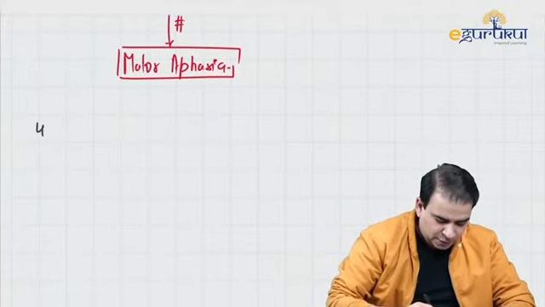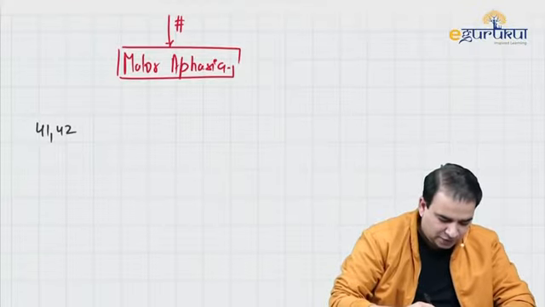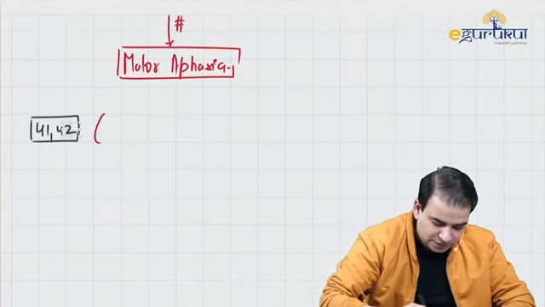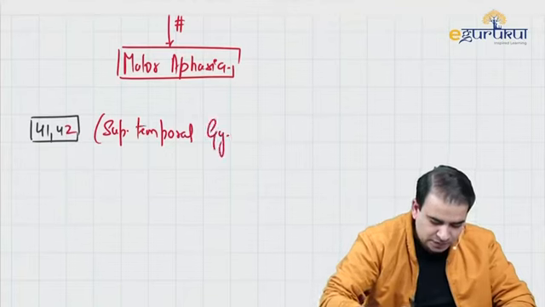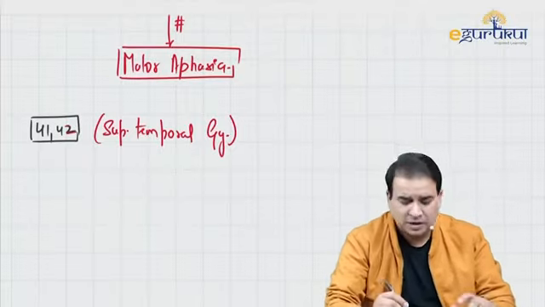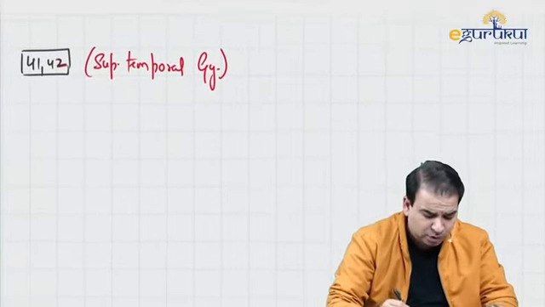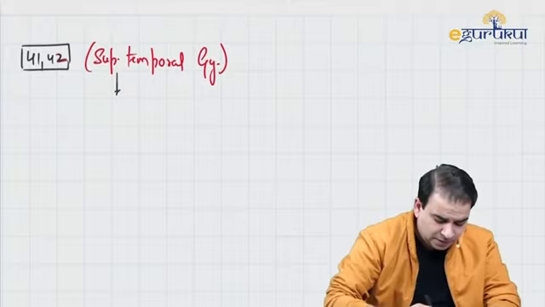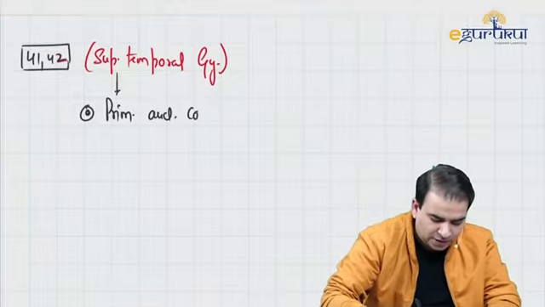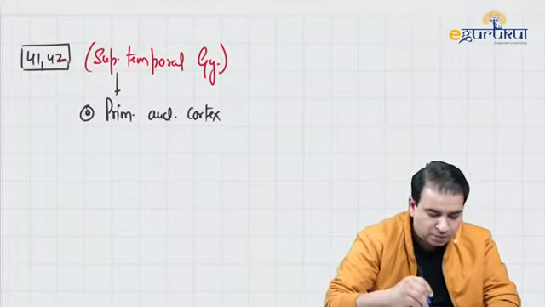Another important area that we marked in the diagram is 41 and 42. Where are 41 and 42? They are present in the superior temporal gyrus. Why is this so important? Because this is the primary auditory cortex, the primary auditory area.